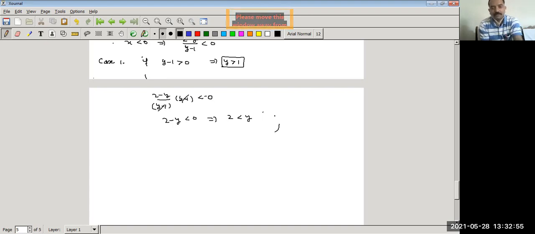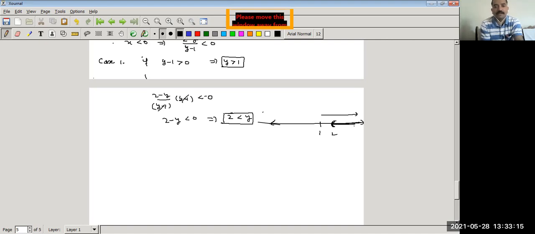So geometrically what we get, y is greater than 1 and y is greater than 2. So it is 1, it is 2. So y is greater than 1 from the first and y is greater than 2 from this one. So we get the solution set is y is greater than 2. So we get y belongs to the open interval 2 to infinity. So this is the solution of the first case. Now case 2.